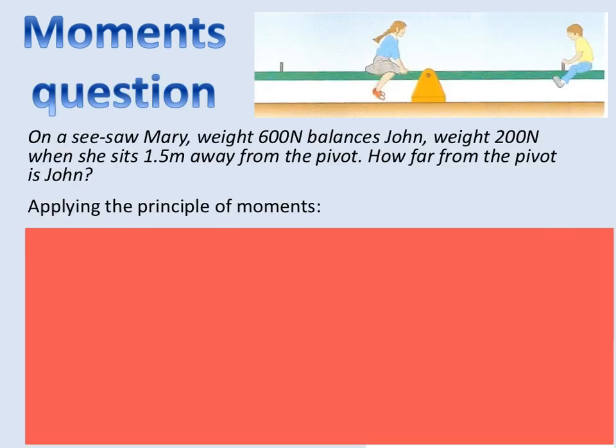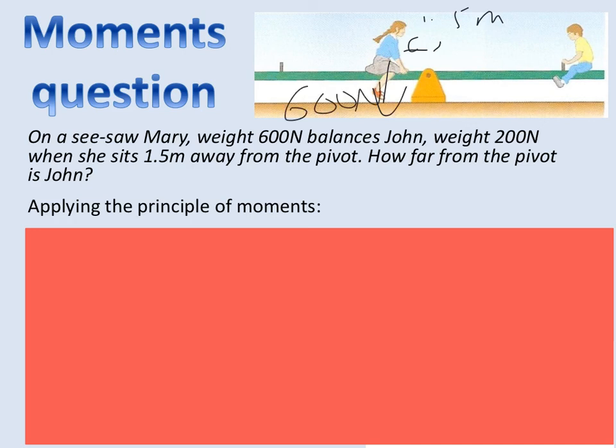So now I'm going to apply our knowledge to a moments question. It says in the question that on a seesaw, Mary, with a weight of 600 newtons, balances John, with a weight of 200 newtons, when she sits 1.5 metres away from the pivot. How far from the pivot is John? So you can see here we've got a distance of 1.5 metres, and here she's got a weight of 600 newtons.